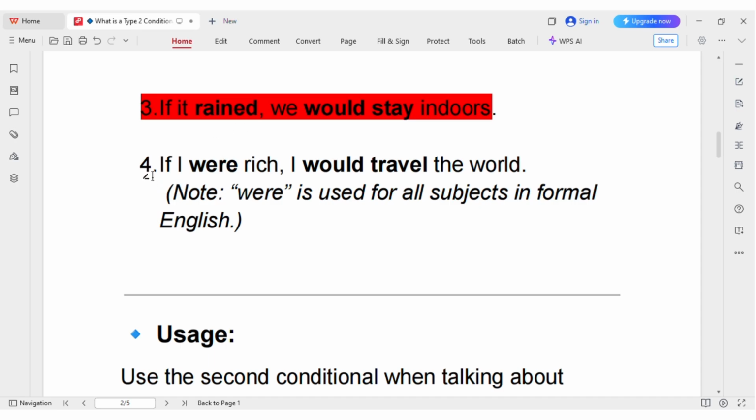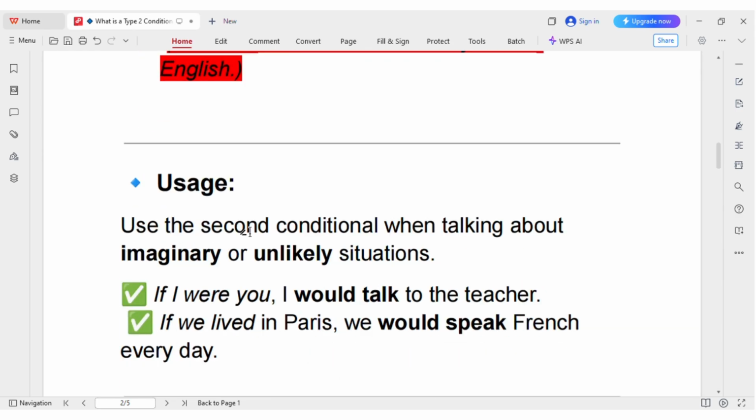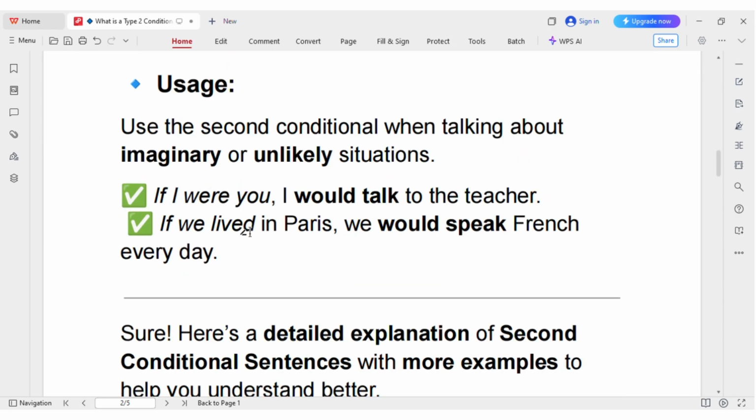Okay. Now next example is, if I were rich, I would travel the world. Note, were is used for all subjects in formal English. Okay. Now what is the usage of second conditional sentence? Here you can see the usage.